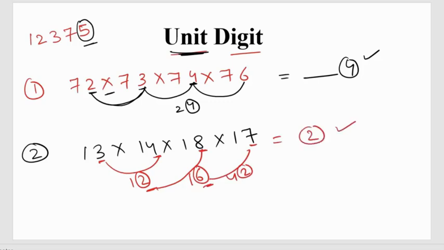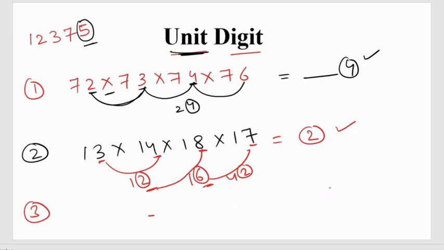Right, everyone? Sometimes we will have something like 12 into 10 into 15 into 17. Here, as you can see, in one number there is already 0. So no need to check all the numbers, because when we multiply 0 with any number, that will be 0 only. So the direct answer will be 0. Sometimes the multiplication comes as 0.